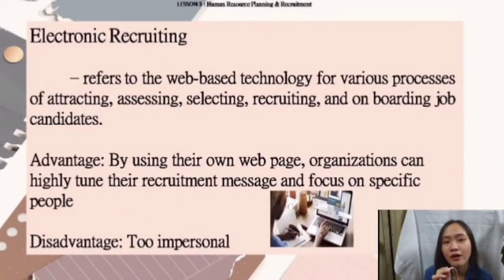Now we're going to talk about the next external source of recruitment, which is electronic recruiting. It's also known as online recruiting. It's known for being the best at offering an efficient way of matching job offers and job vacancies with applicants, because it gives easy access for both the recruiters and the job seekers. The disadvantage is that it can be too impersonal. That is why there is a higher risk of identity theft.